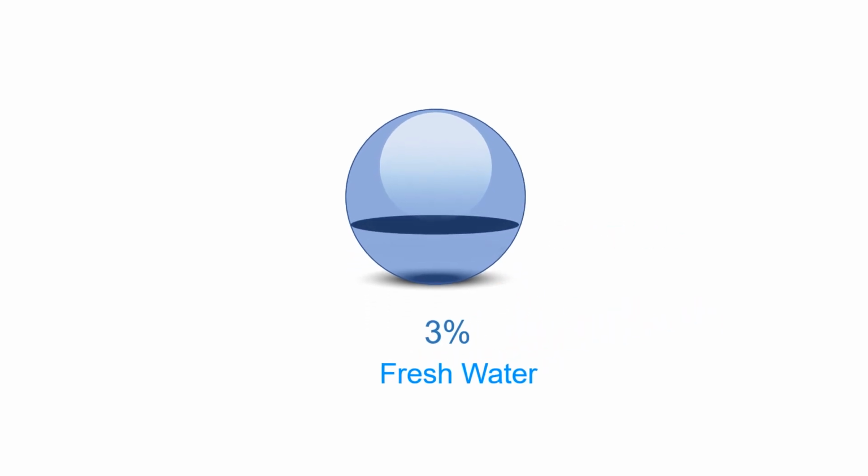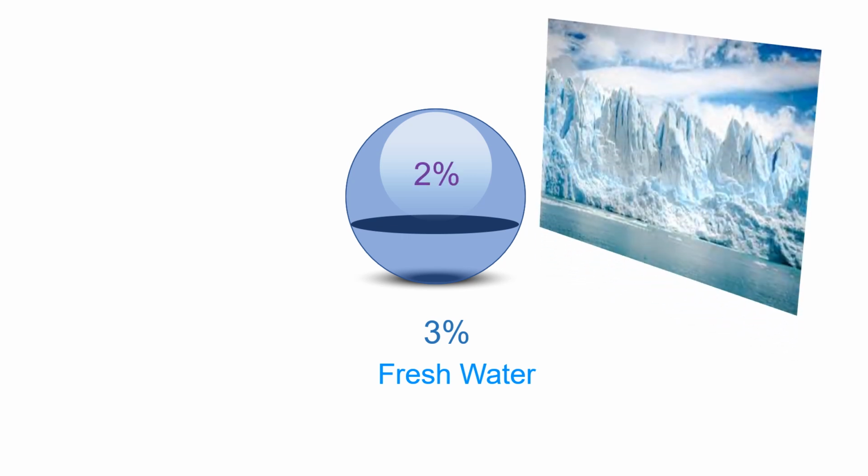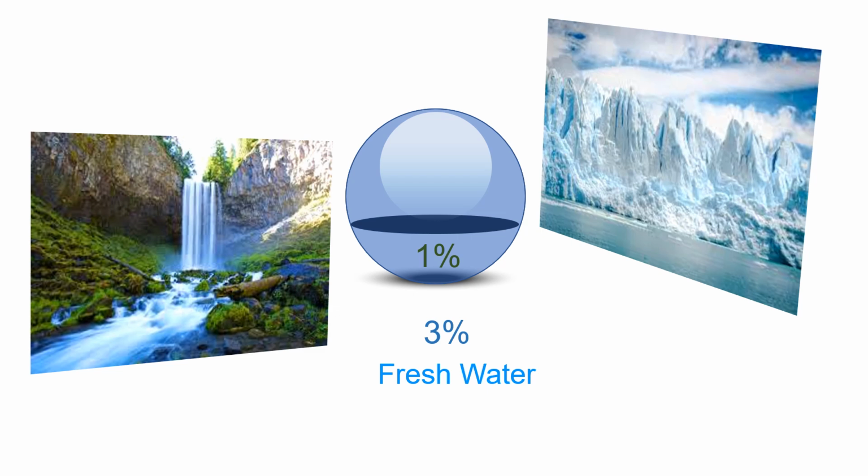Of the Earth's total waters, only a mere 3% is fresh water, whereas the remaining is salt water found in the oceans. And of the 3% fresh water, a major part of it is locked in the glaciers. Only a meager 1% is found in the rivers and lakes.